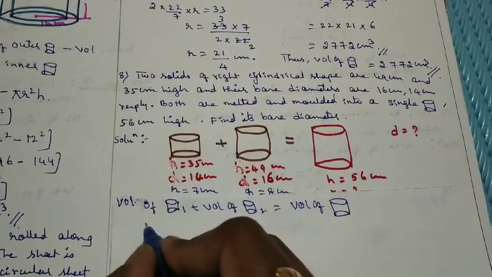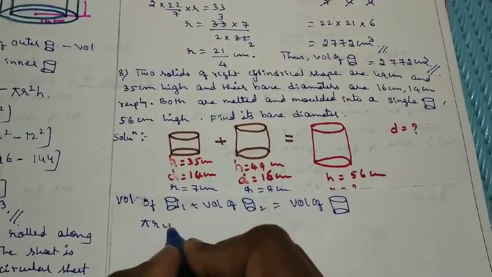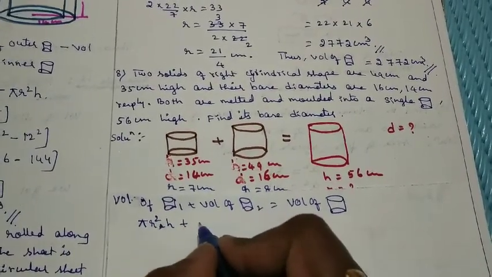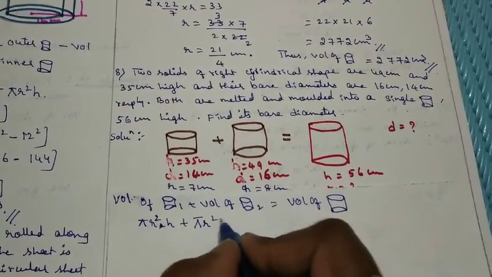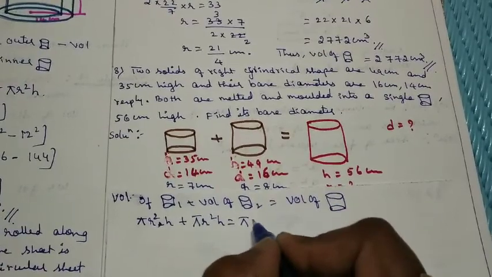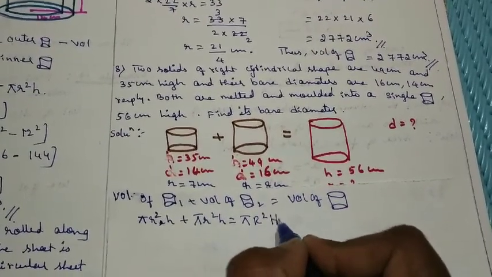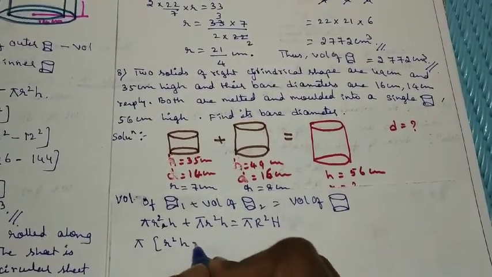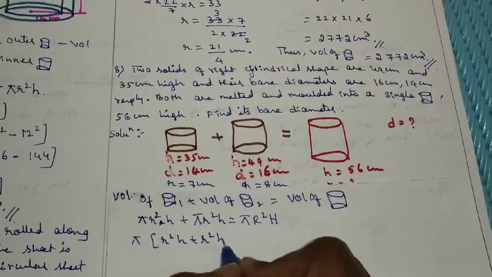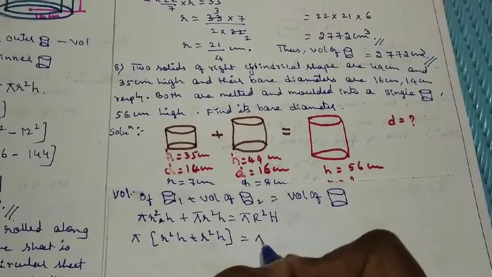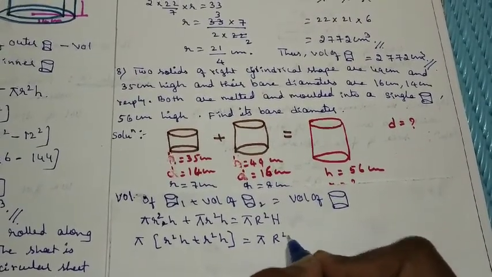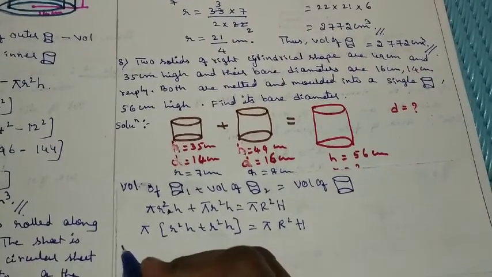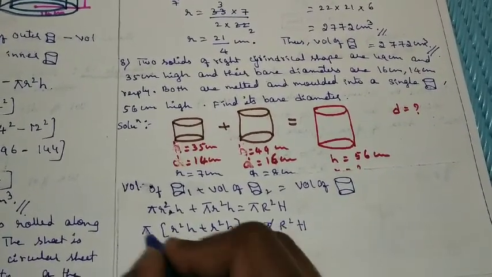Then volume of cylinder 1 is pi r square h plus pi r square h equal to pi capital R square h. Then I'll take pi common, then r square h plus r square h. Don't take radius and height as common, because the height and radius given with the respective cylinders are totally different. Then pi gets cancelled here.